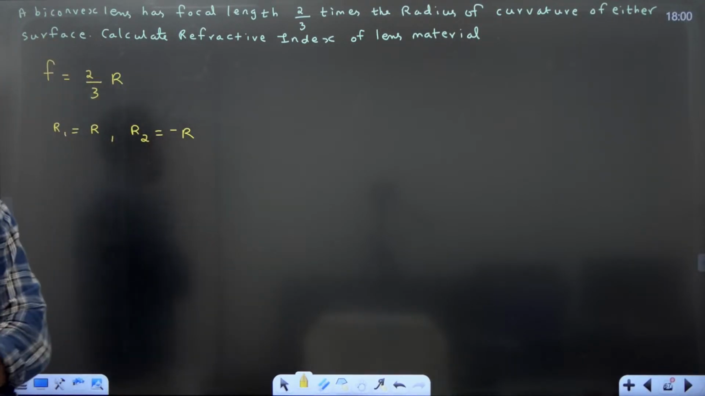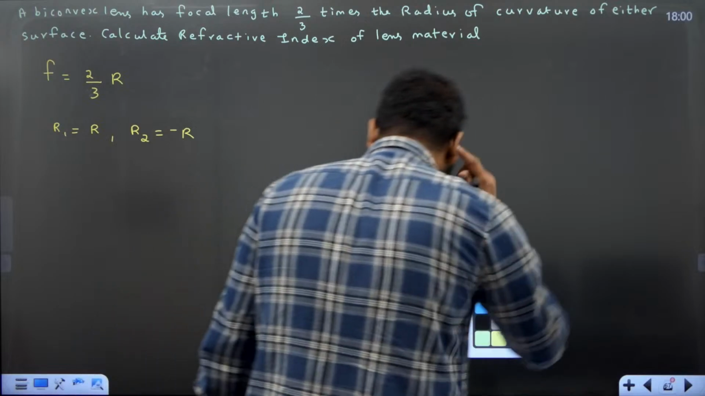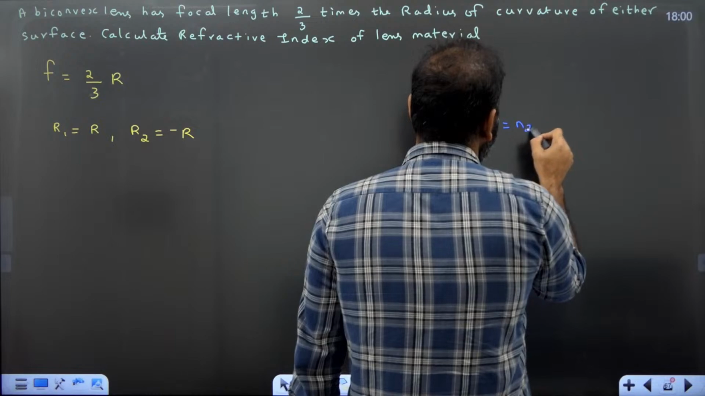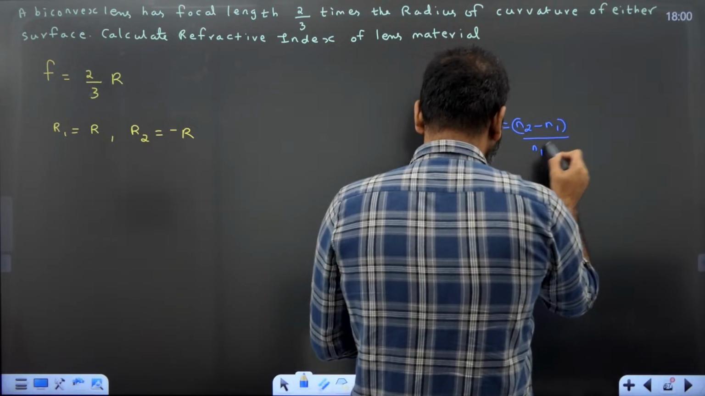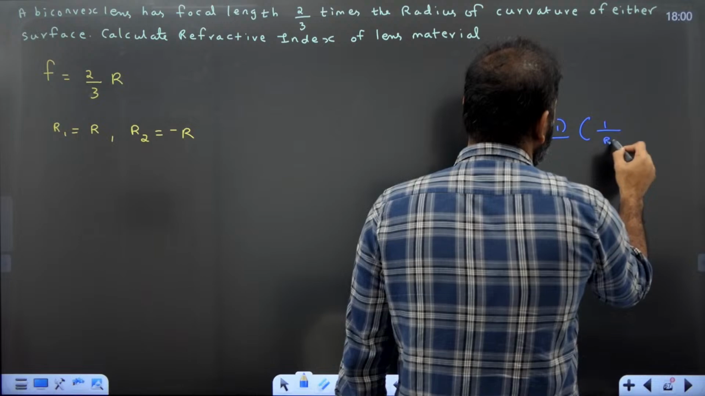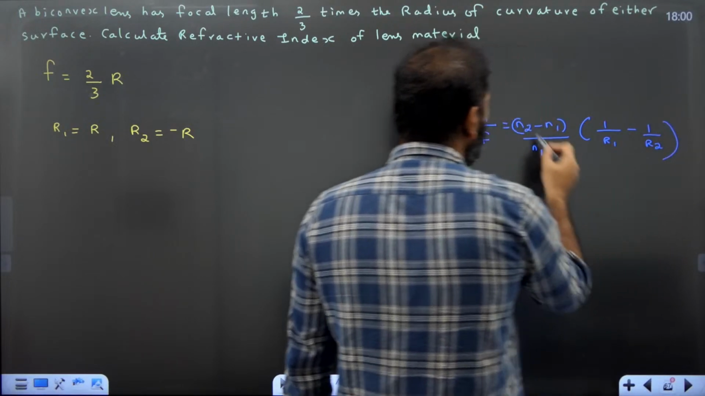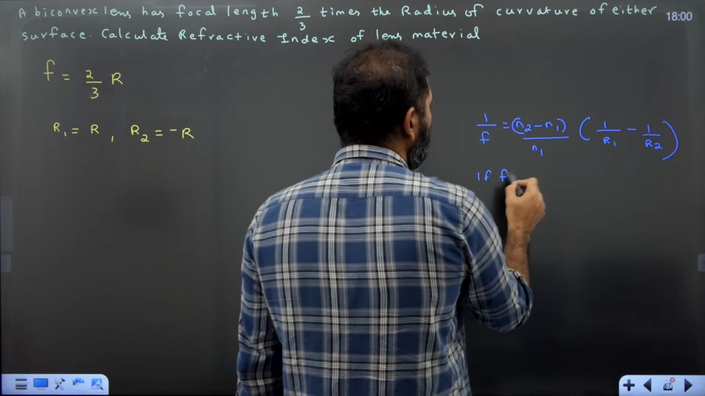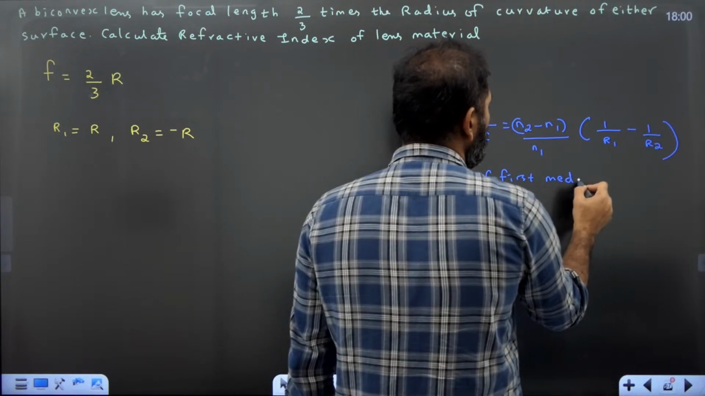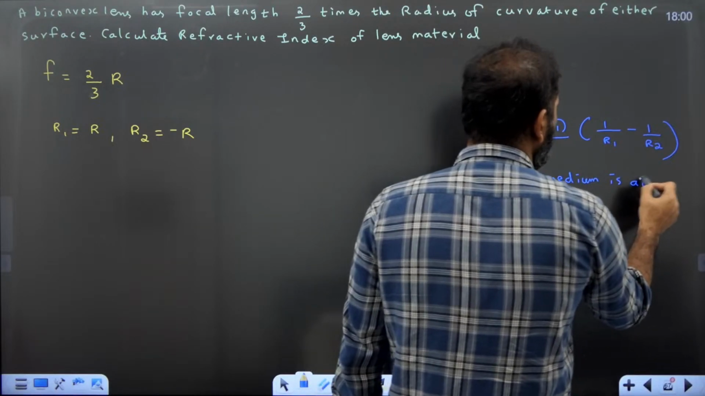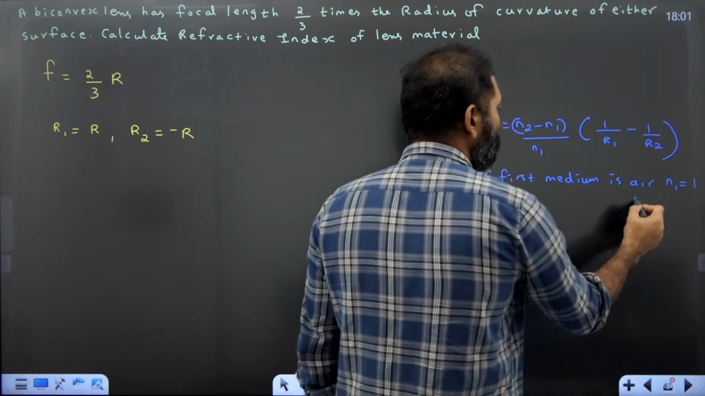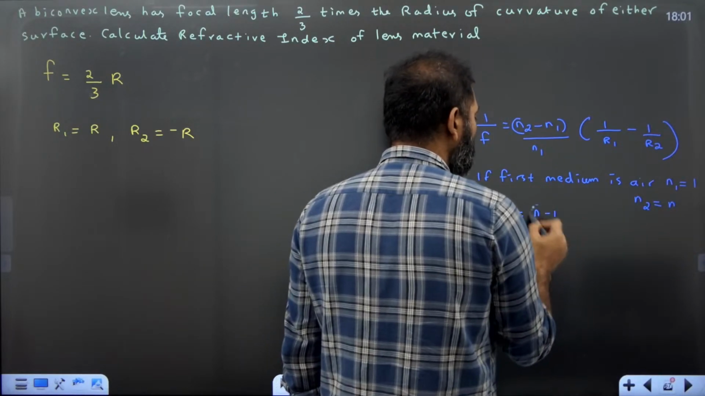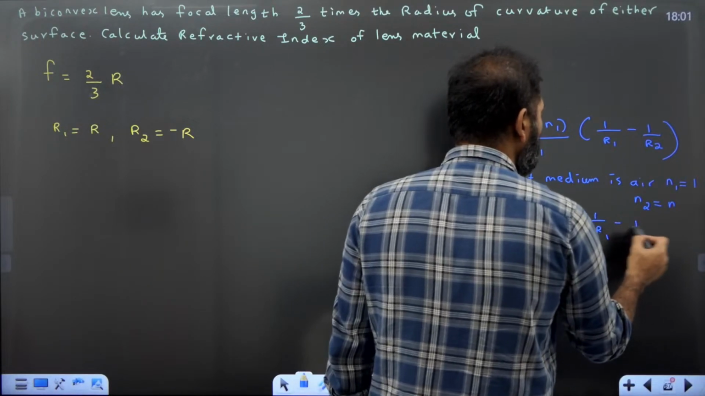This is something you should always remember. What is the equation we have to keep in mind? 1/f is equal to, what is the formula? n2 minus n1 by n1 into 1/r1 minus 1/r2. If the first medium is air, then n1 equals 1. Instead of n2 you can simply write n. In that case 1/f is equal to n minus 1 into 1/r1 minus 1/r2.